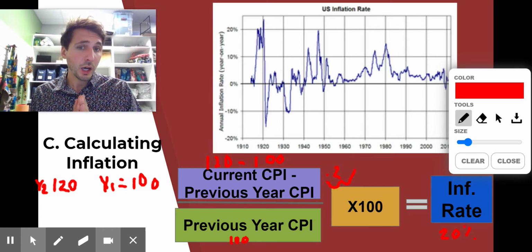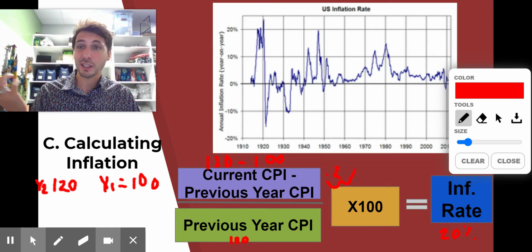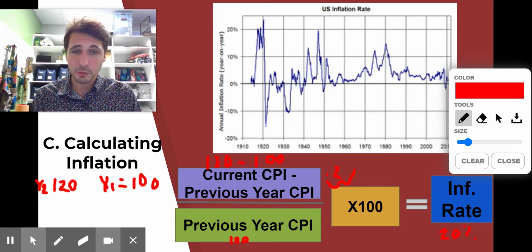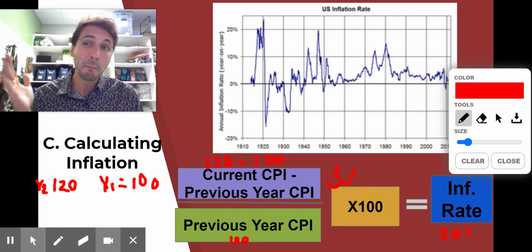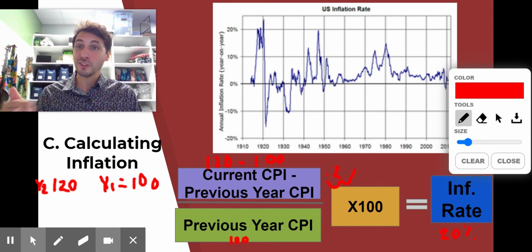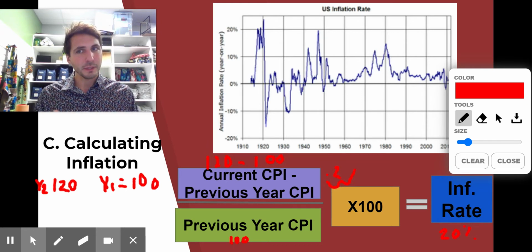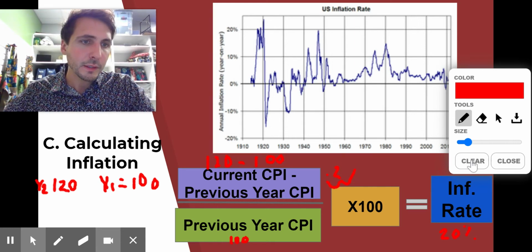That's simple. Oftentimes you're asked inflation rate and you're given CPI and you just plug the numbers in. Sometimes you're asked inflation rate, you're given market baskets. So I have to first take current market basket divided by base year market basket. That kicks out a CPI. Then I use that CPI and I plug it into current minus previous divided by previous to get inflation. Okay, let's keep going.